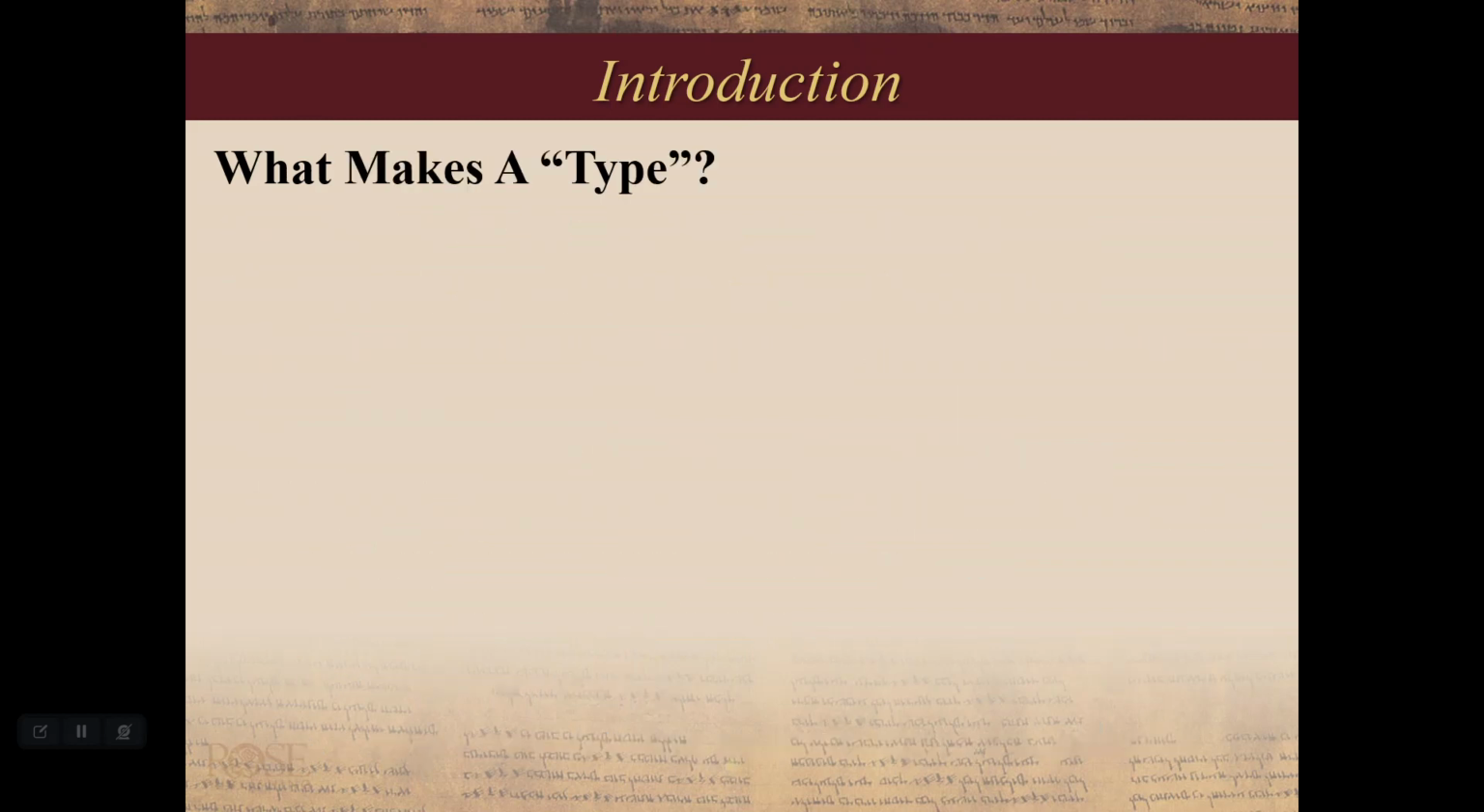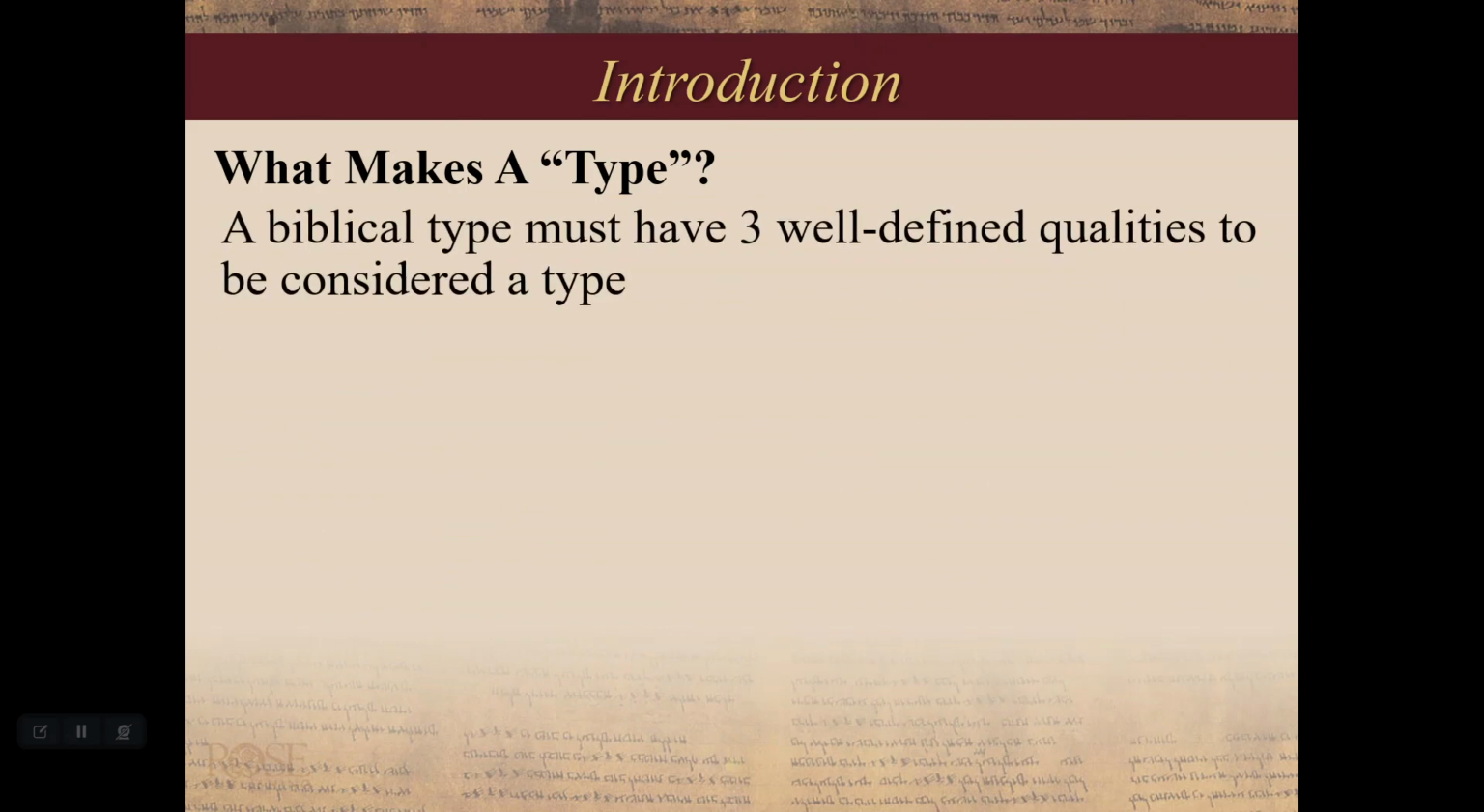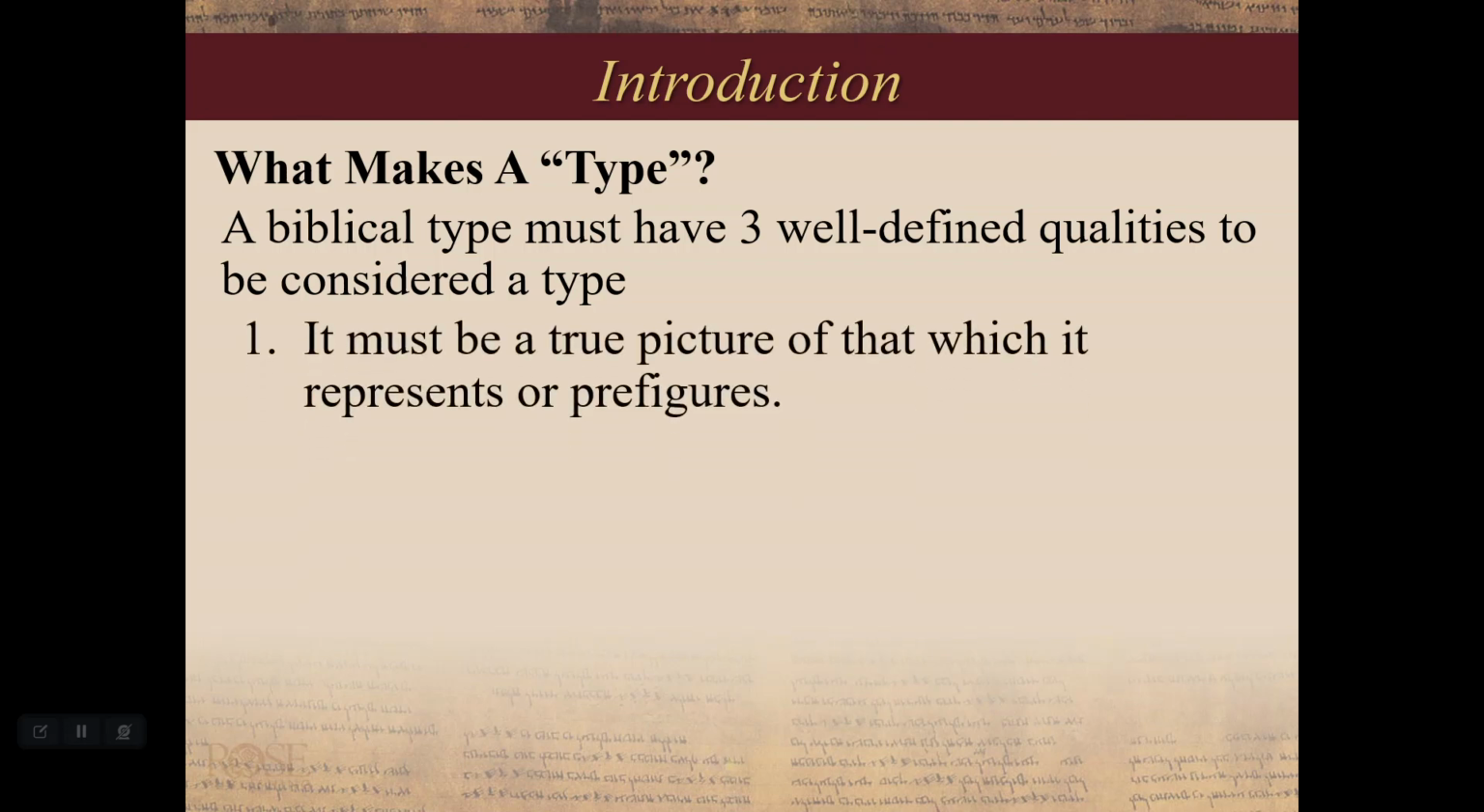So a biblical type, first of all, there are 3 well-defined qualities that we have to consider. The first one is it must be a true picture of that which is being represented. It must be true. I wouldn't have a picture of something that has some good stuff in there and then some marred stuff. No, that would not be a type. That would just be a marred image. Instead, it's got to be true and represent what it was prefiguring.